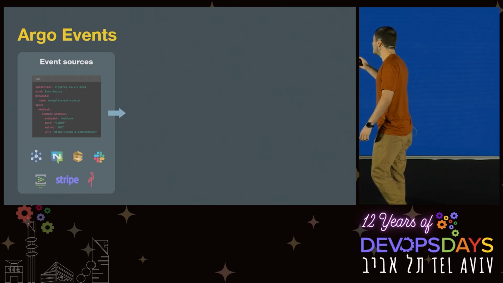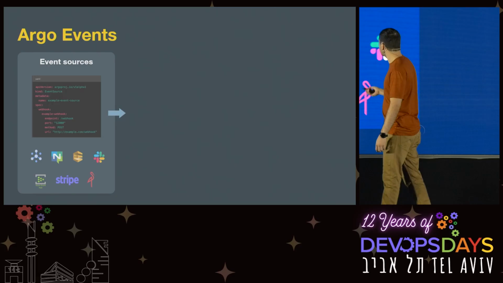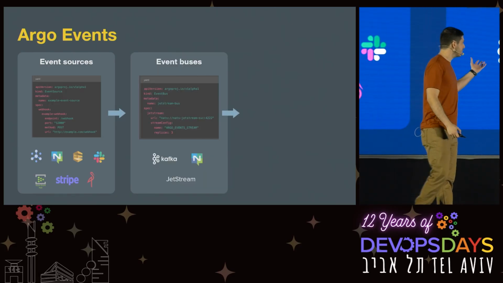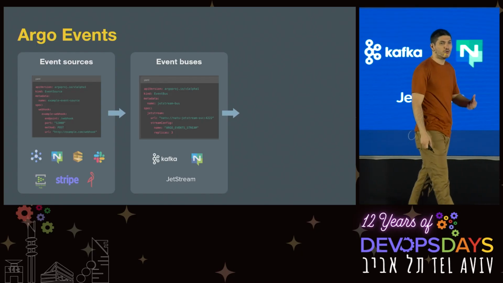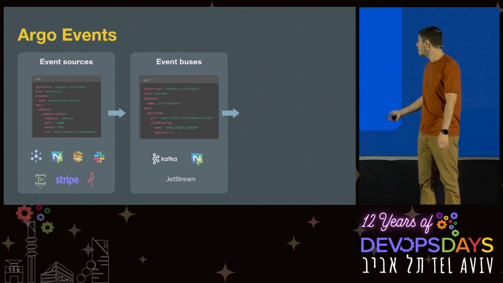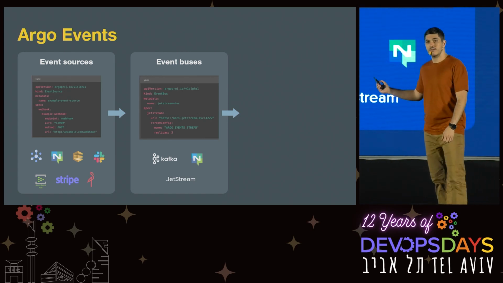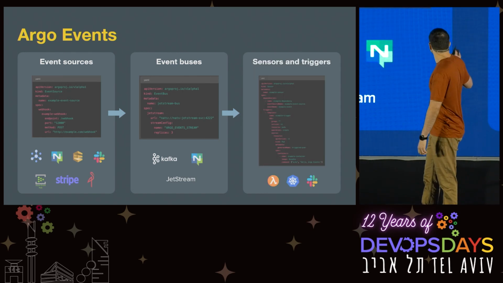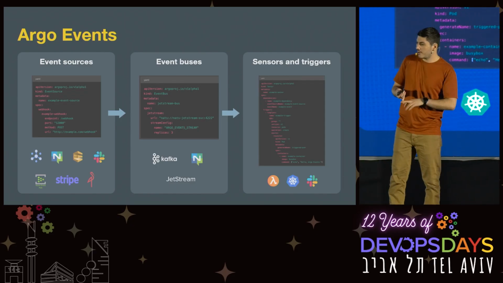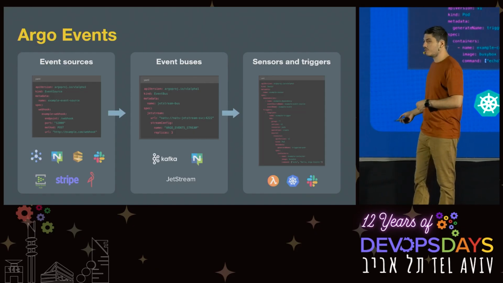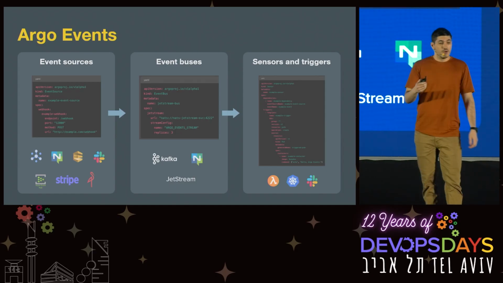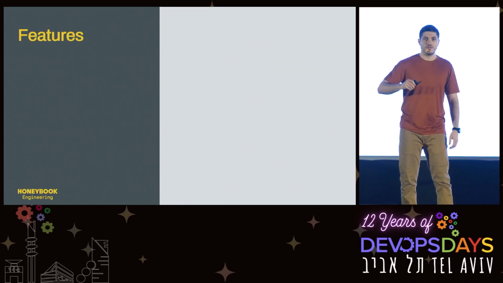After we get the event, we will need to store it somewhere, and that's where Argo Events gives us an event bus. The event bus is a message queue that Argo Events wraps, and it can be many things. It can be NATS or Jetstream or Kafka. After we get the event into our event bus, we can sense it and trigger something. We can sense it with sensors and trigger anything from AWS Lambdas or Kubernetes resources, or even just sending a Slack message.